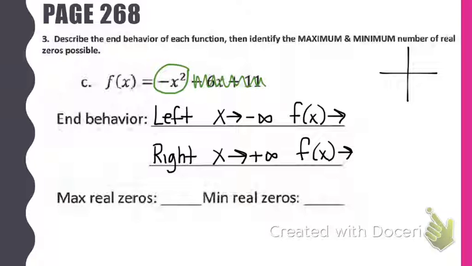Is this an even or an odd degree? Even. So for this one, because it's even, it's going to be the same on both sides. So you have to figure out, is it going to be up, up, or down, down? And that depends on the sign. So I'm going to give you a minute to try to fill in these 4 parts, and then we'll go through the answers together.